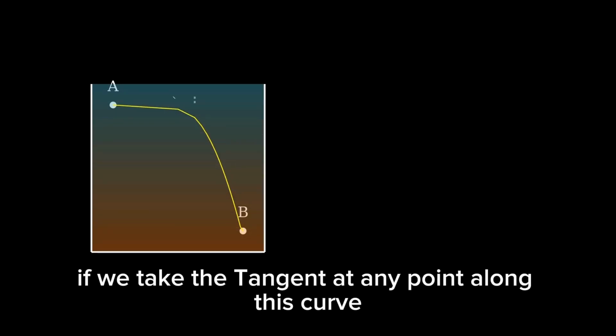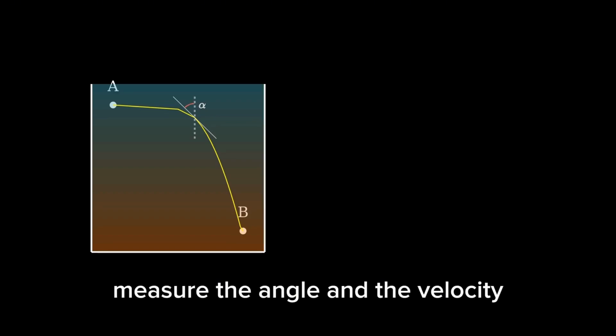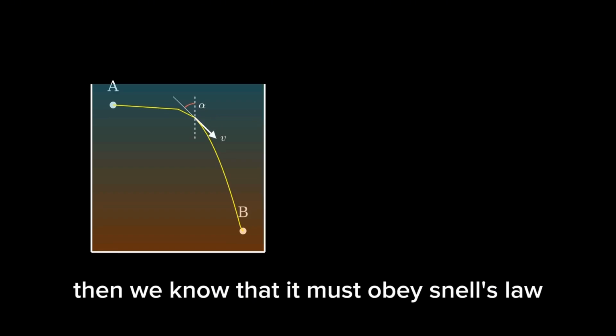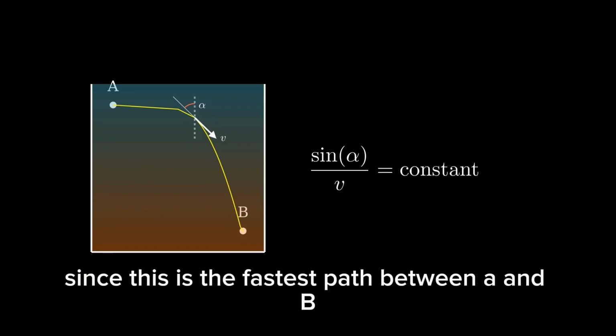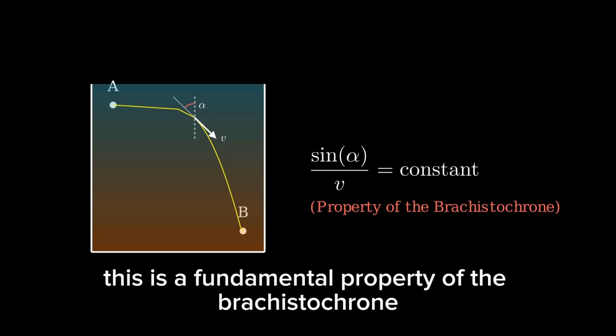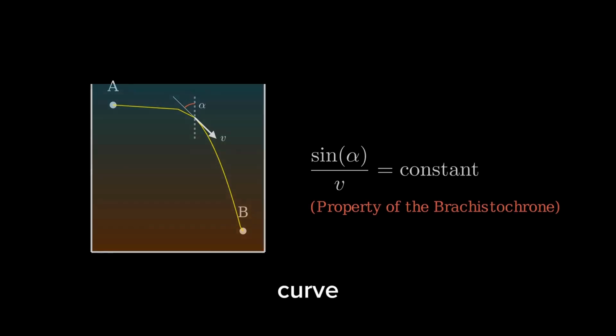If we take the tangent at any point along this curve, measure the angle and the velocity, then we know that it must obey Snell's law, that the sine of alpha over v is a constant. Since this is the fastest path between A and B, this is a fundamental property of the Brachistochrone curve.